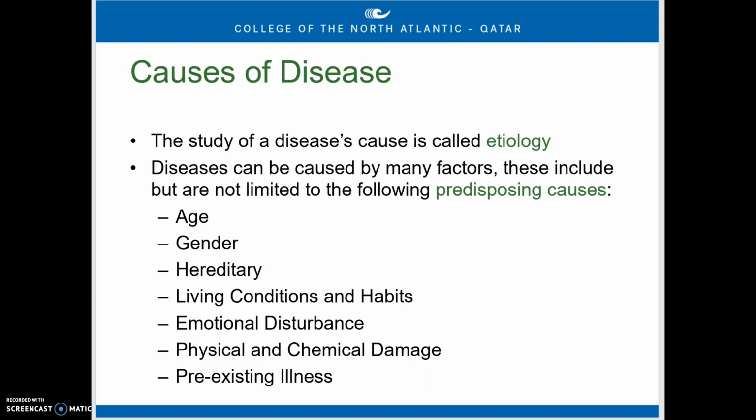And these things can include age. Certain diseases have onset as we get older. Gender, we have certain diseases that are specific to males or females. Hereditary, this one would be where you say, oh, well, that particular disease runs in the family. It's caused by the genetics. Living conditions and habits can contribute to many diseases. Emotional disturbance, physical and chemical damage, could be anything from physical injuries to drug overuse. And also pre-existing illness. Sometimes having one illness can lead to other forms of disease.